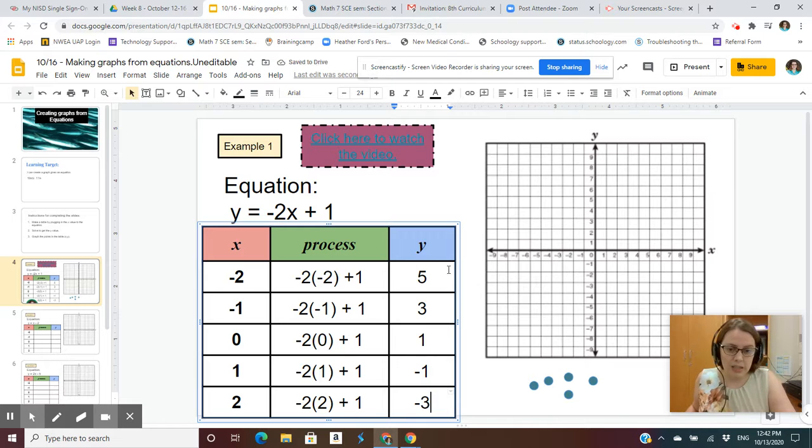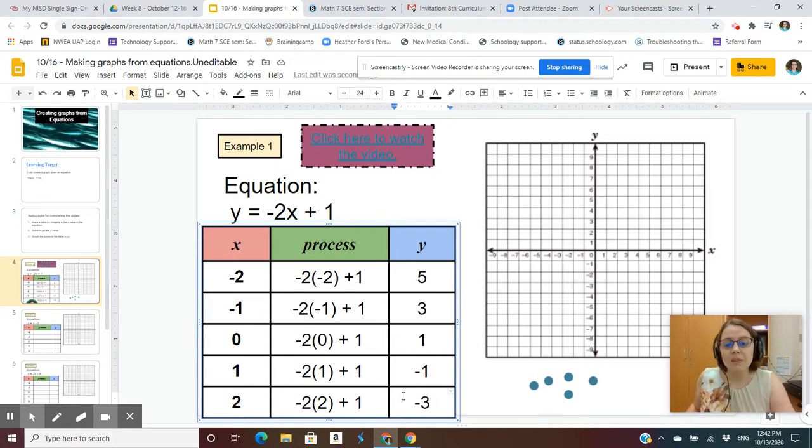And as you can see, 5 minus 2 is 3. 3 minus 2 is 1. 1 minus 2 is negative 1. Negative 1 minus 2 is negative 3. So we're following that constant rate of change of negative 2 over and over again.